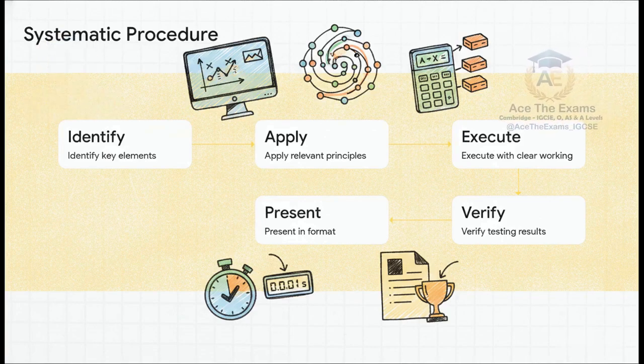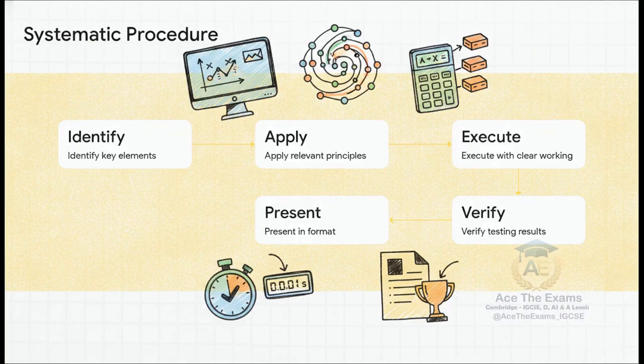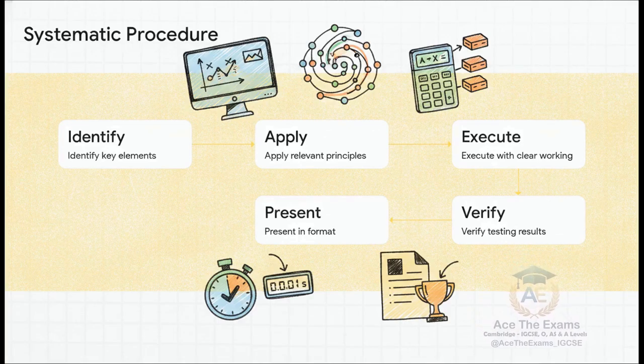Step 2. Apply relevant principles. Ask yourself, are we calculating shortest path routing metrics right now? Step 3. Execute with clear working. Step 4. Verify your results. Do a reality check. Does a transmission time of 0.001 seconds actually make physical sense in this specific context? And finally, Step 5. Present it in the required format.